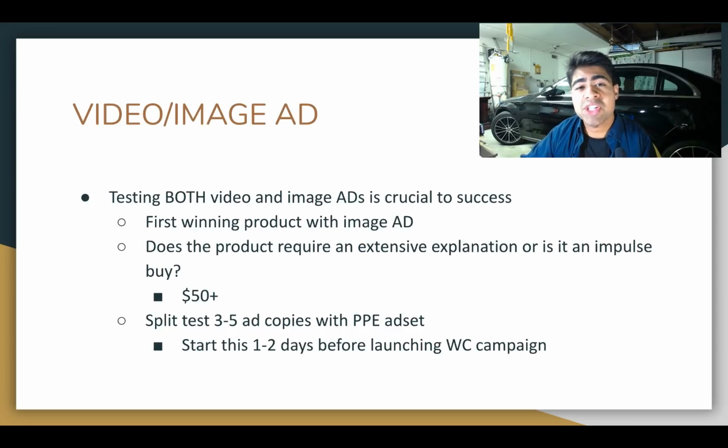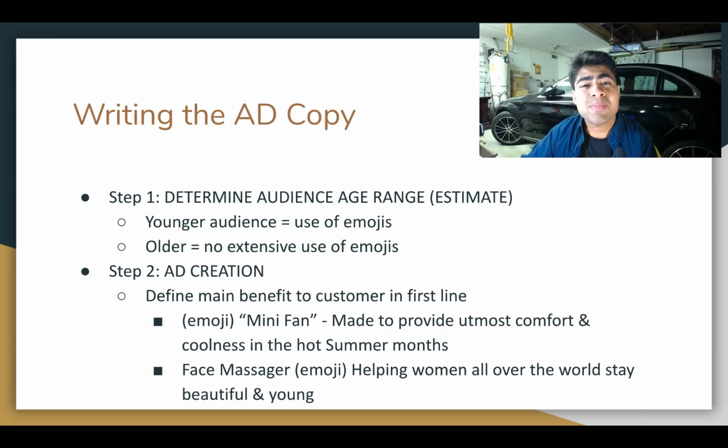But once you have made this decision of video or image ad, let's begin with writing the actual ad copy, and there are 4 steps to this process. The first step is determining the audience age range. And if you're not exactly sure what age your audience is, it is completely fine. You can just estimate it. This is not to narrow down the targeting, but rather to include in the specific ad copy that you're creating.